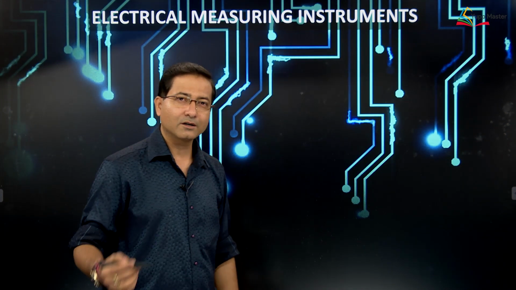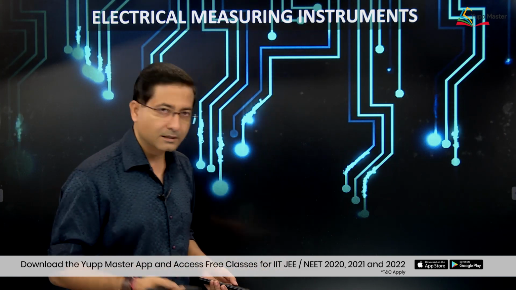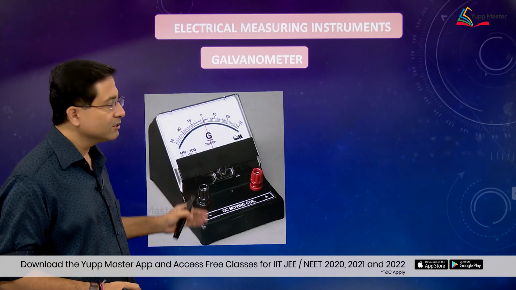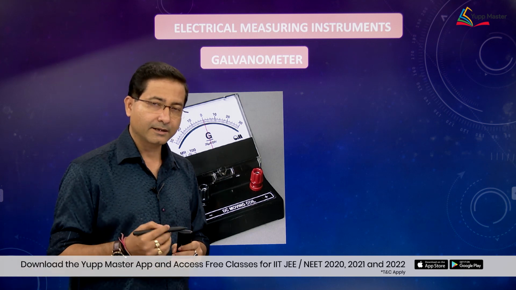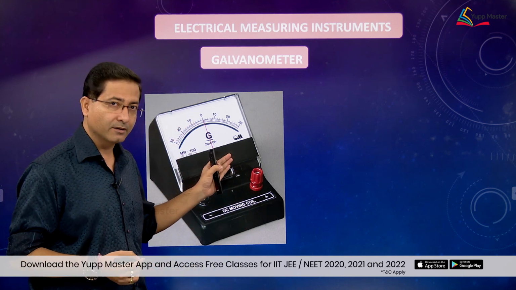So today we are going to discuss a very interesting topic, that is electrical instruments. Today we will talk about the galvanometer and its conversion to voltmeter and ammeter. So let's start. What is a galvanometer? It is primarily used to detect current and it can also measure current up to the microampere range, right?